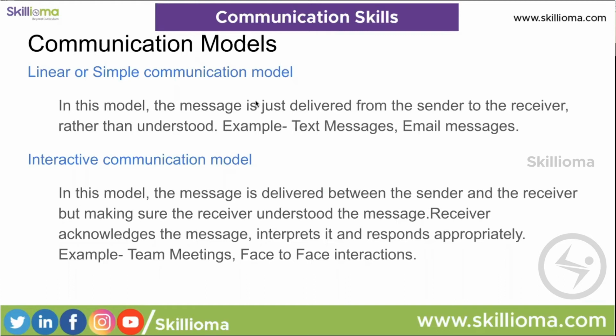Communication models. So there's a linear, simple communication model, and there's an interactive communication model. Again, linear communication model. In this model, the message is just delivered from the sender to the receiver rather than understood. So it's kind of like a passive communication, right? So when you send a text message or a WhatsApp message, you are just sending it from your side, and unless the other person acknowledges it and gives feedback on that message, you would not know whether it was understood properly, right? That means it's just a message that's delivered from sender to the receiver. It's a simple and linear communication model because there's not much of an interaction there.